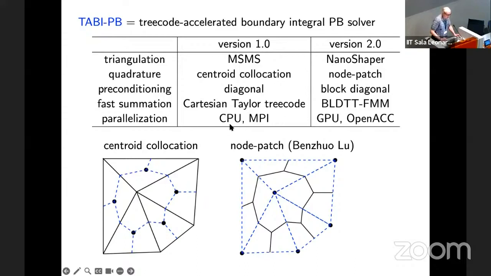And then for parallelization, the first version was on CPU cores using MPI. But the whole point of doing this barycentric Lagrange was to make something that runs efficiently on GPUs. And so we did this using OpenACC, and I'm going to focus on that. I encourage questions along the way.